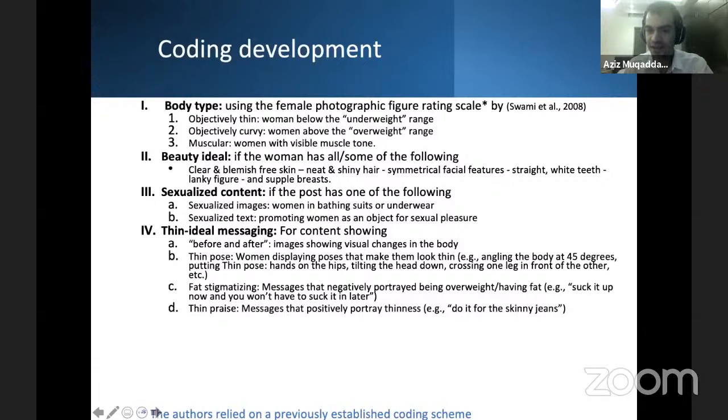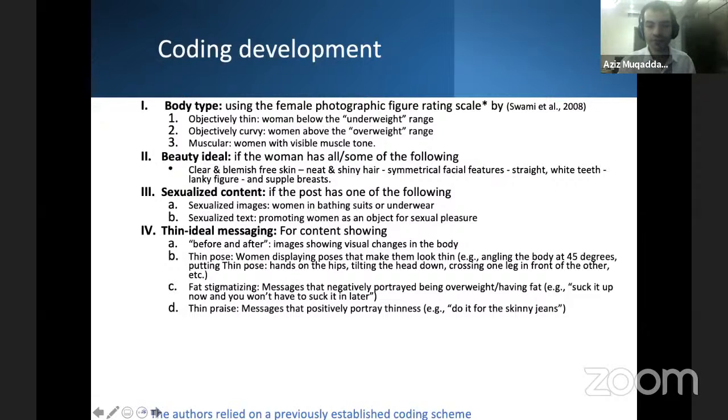Thin pose is when women are displaying poses that make them look thin or thinner. And they gave specific examples. So if they are angling the body at 45 degrees, it's actually a trick. You're not facing the camera, so you won't see the full figure. So this is one visual trick. And then putting hands on the hips, that's also a trick. They borrowed this from photographers who do these things, so they applied it also to this.